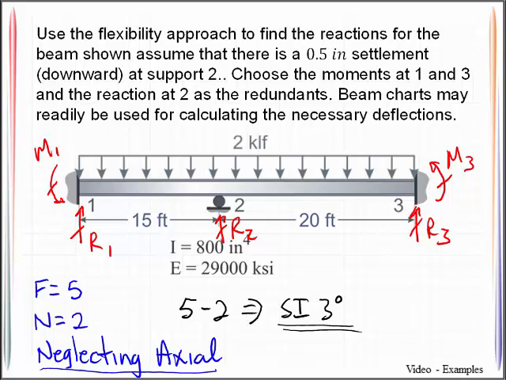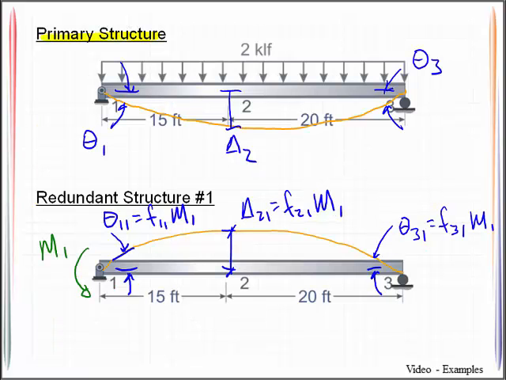The problem statement tells me that I'm going to choose moments at 1 and 3 and the reaction at 2 as my redundants. But to complicate matters a little bit, we notice the beam experiences a settlement of ½ inch in the downward direction at support 2. So we are going to want to incorporate that into our flexibility formulation as we move forward. The first thing we do is remove those 3 redundant reactions, and that gives us our primary structure.